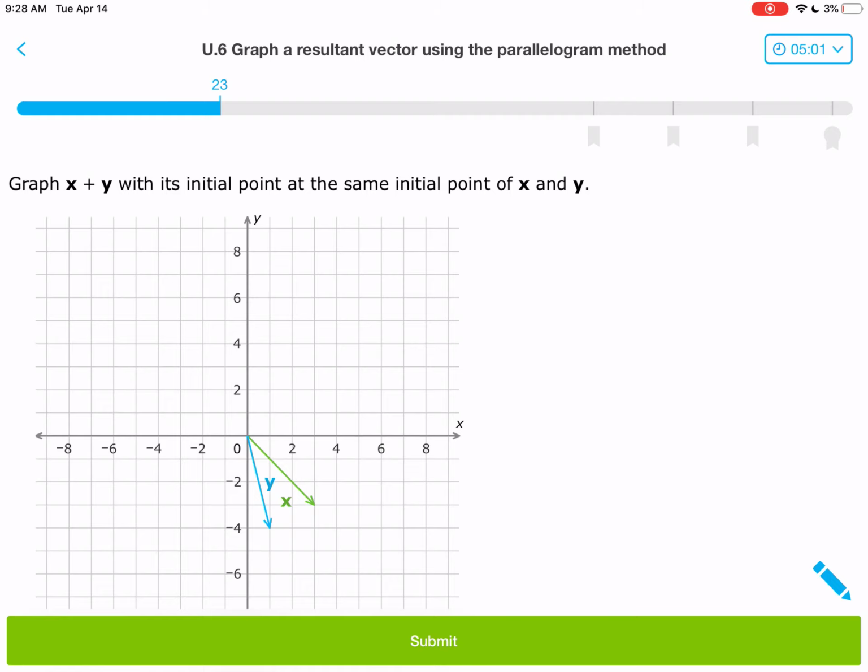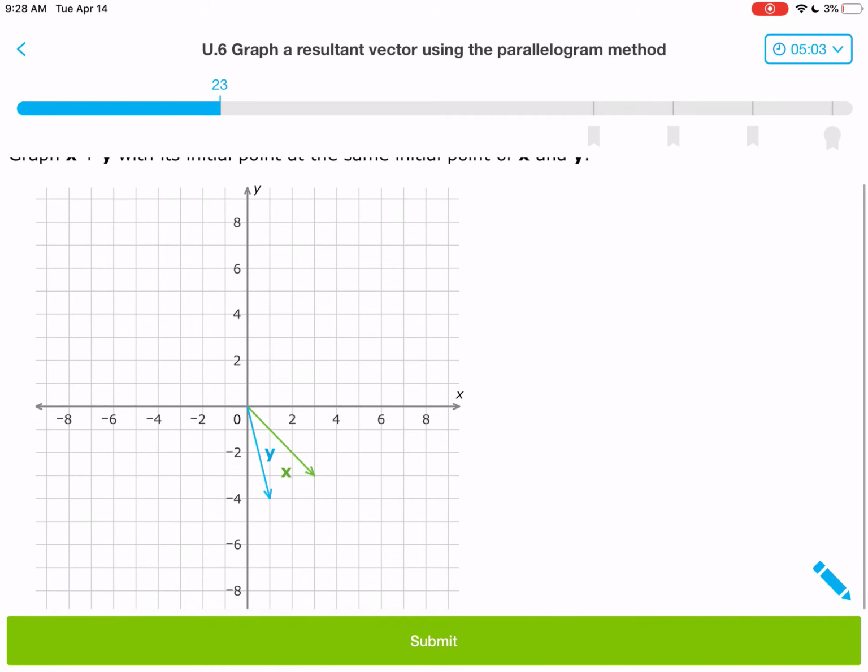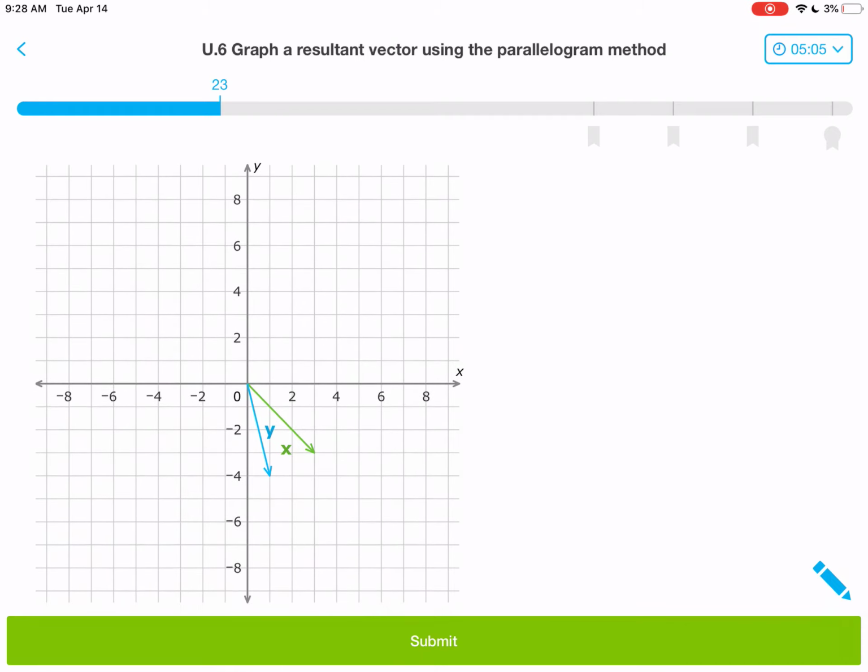Let's look at one more quick example here so you can see different ways that we could do this. So let's look at this one here. In this case, again, I'm just going to choose one of the vectors. This time I'm going to choose vector Y, so I need to know my horizontal and vertical change. To find that, I always start at its initial point. Vertical 1, 2, 3, 4. So vertically it goes down 4, and it goes to the right 1.